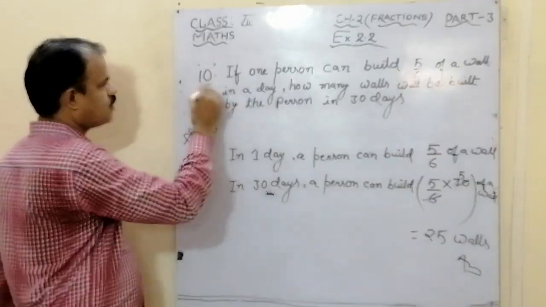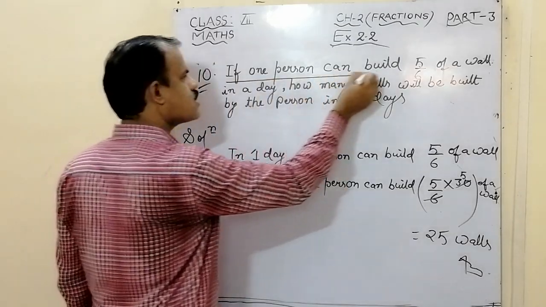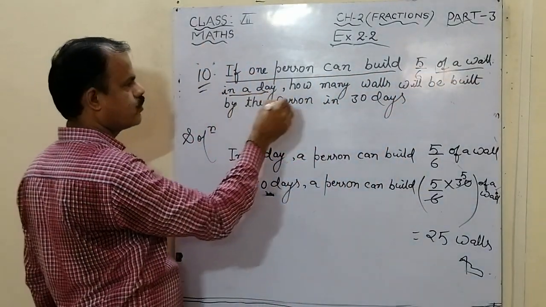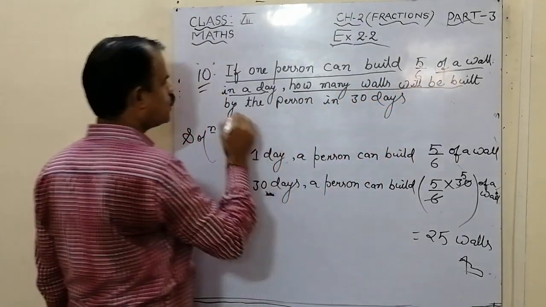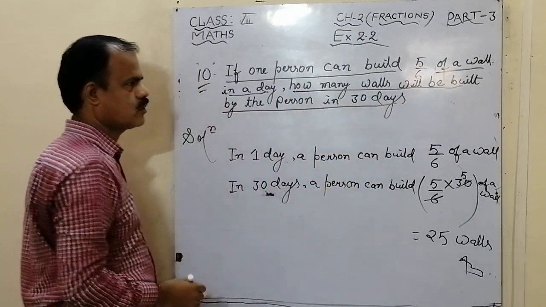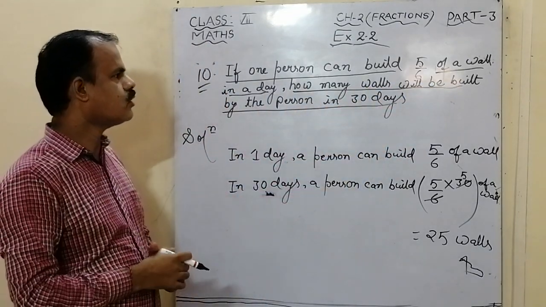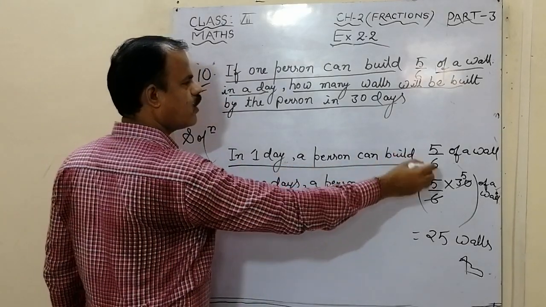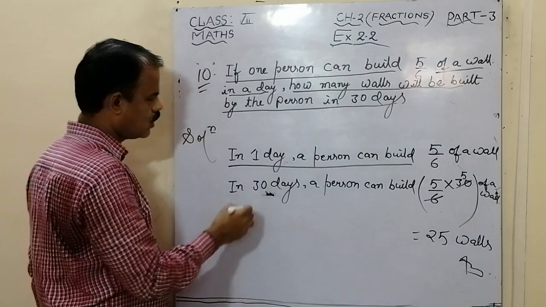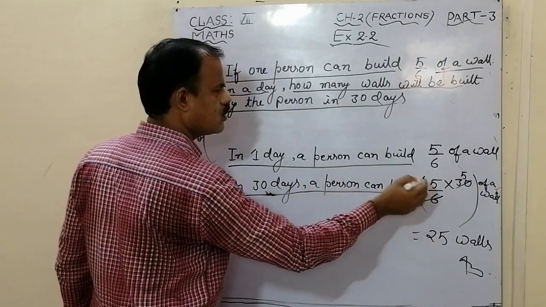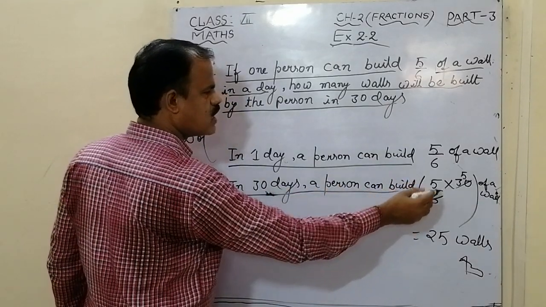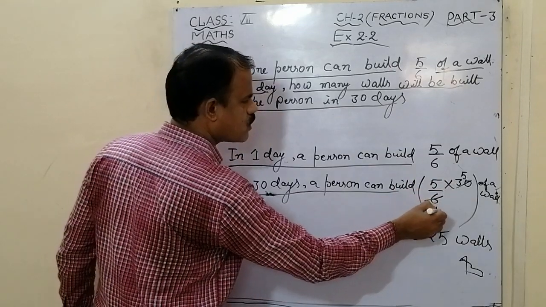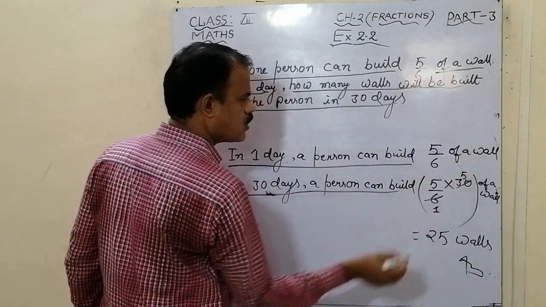Next question: if one person can build 5/6 of a wall in a day, how many walls will be built by the person in 30 days? We have been given one day's work. So in 1 day a person can build 5/6 of a wall. So in 30 days he can build 5/6 multiplied by 30. Look here, we cut: 6 ones are 6, 6 fives are 30.